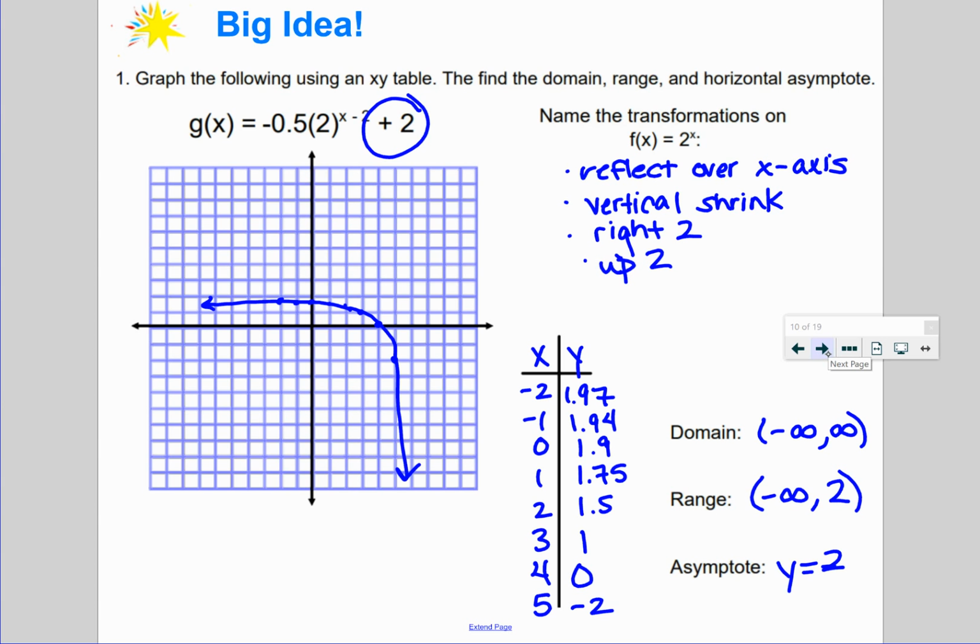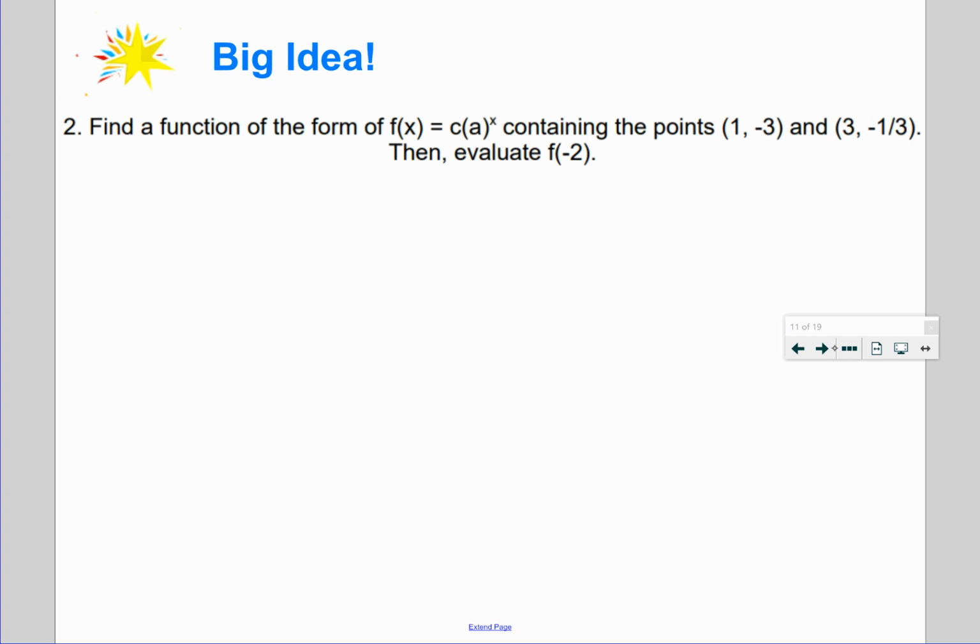Everybody have what they need off of this slide? Okay. All right, so let's look at this one. It says, find the function of the form f of x equals c times a to the x, containing the points (1, -3) and (3, -1/3), and then once we have the equation, we'll evaluate f of -2 at the end.